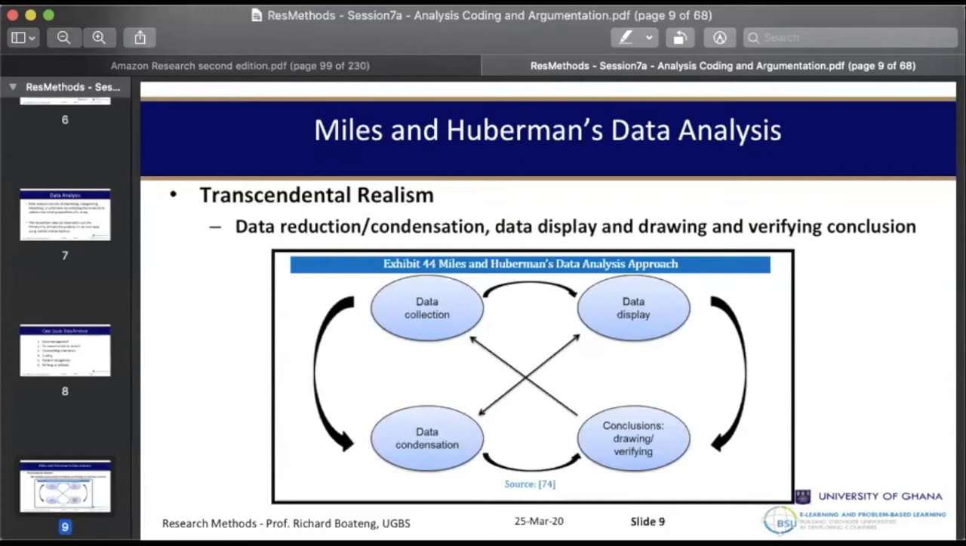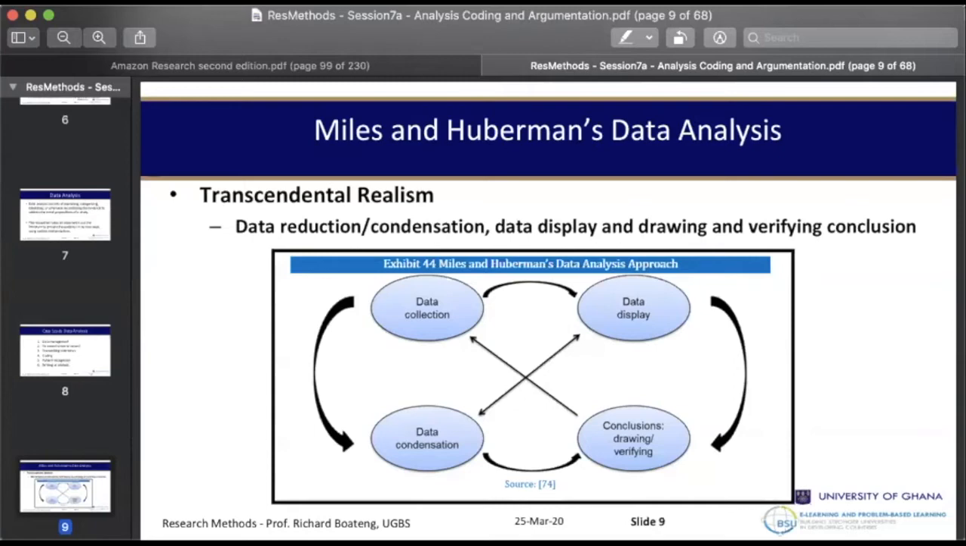In the 1994 perspective of the same argument, Miles and Huberman mentioned that the analytical steps had three parts. They had data display, data reduction, and data conclusion. They didn't have data collection as part of it. However, upon more review and understanding, after 1994, 16 years later, in 2010, Miles and Huberman rewrote the book and said that analysis starts with data collection, and then it involves data display.